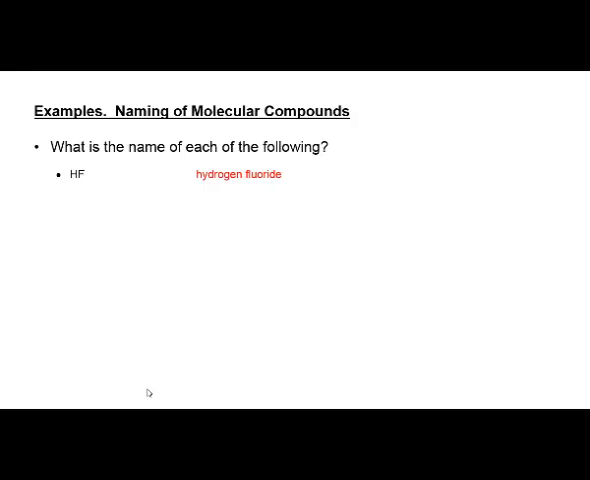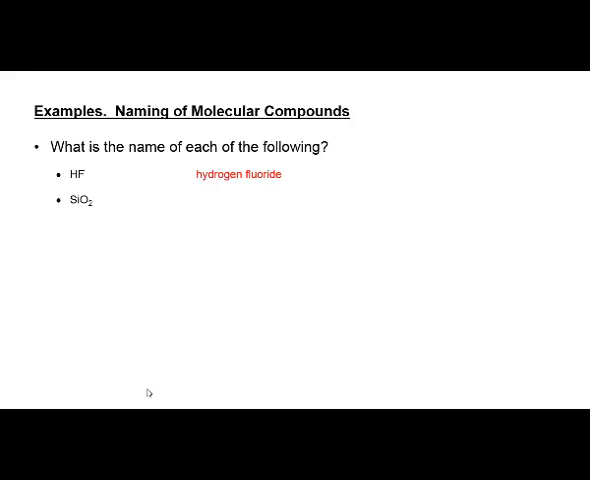Here we sometimes break the rule of using the mono at the beginning of the second element, but if I wanted to follow strict naming rules, I would call this hydrogen monofluoride. But a lot of times, unfortunately, in our culture, we have broken that nomenclature rule. The rest of these will follow a little more closely.